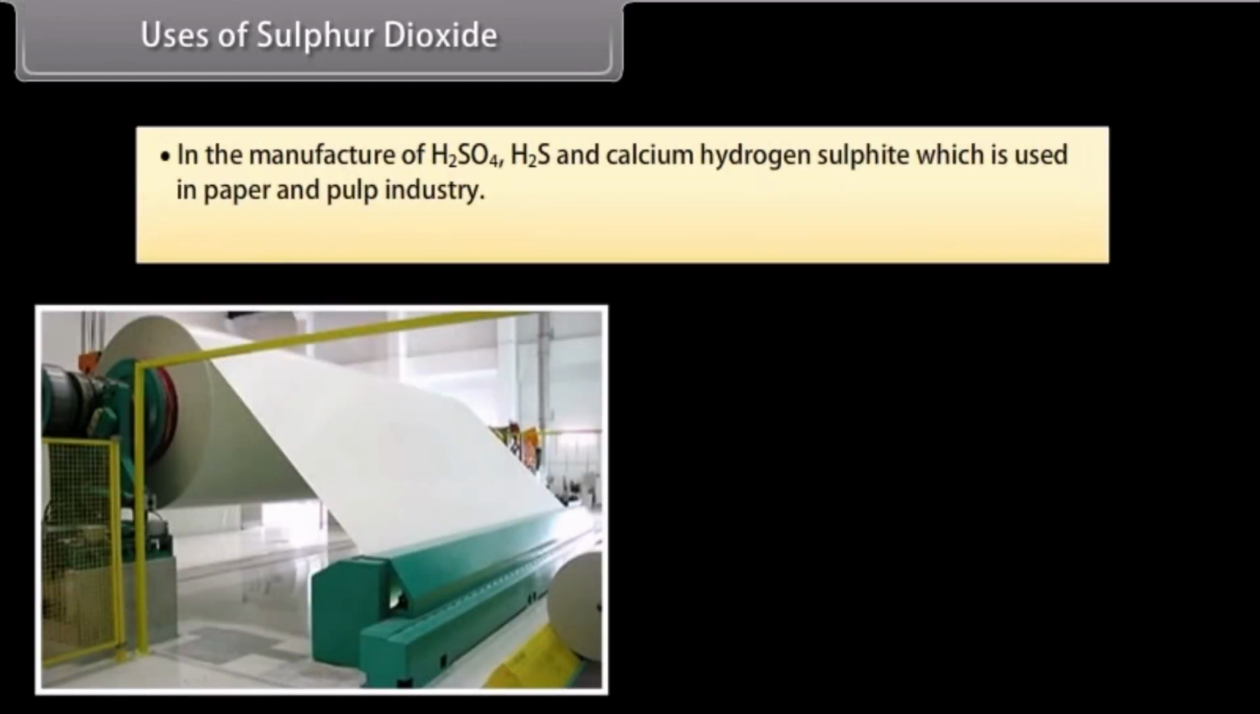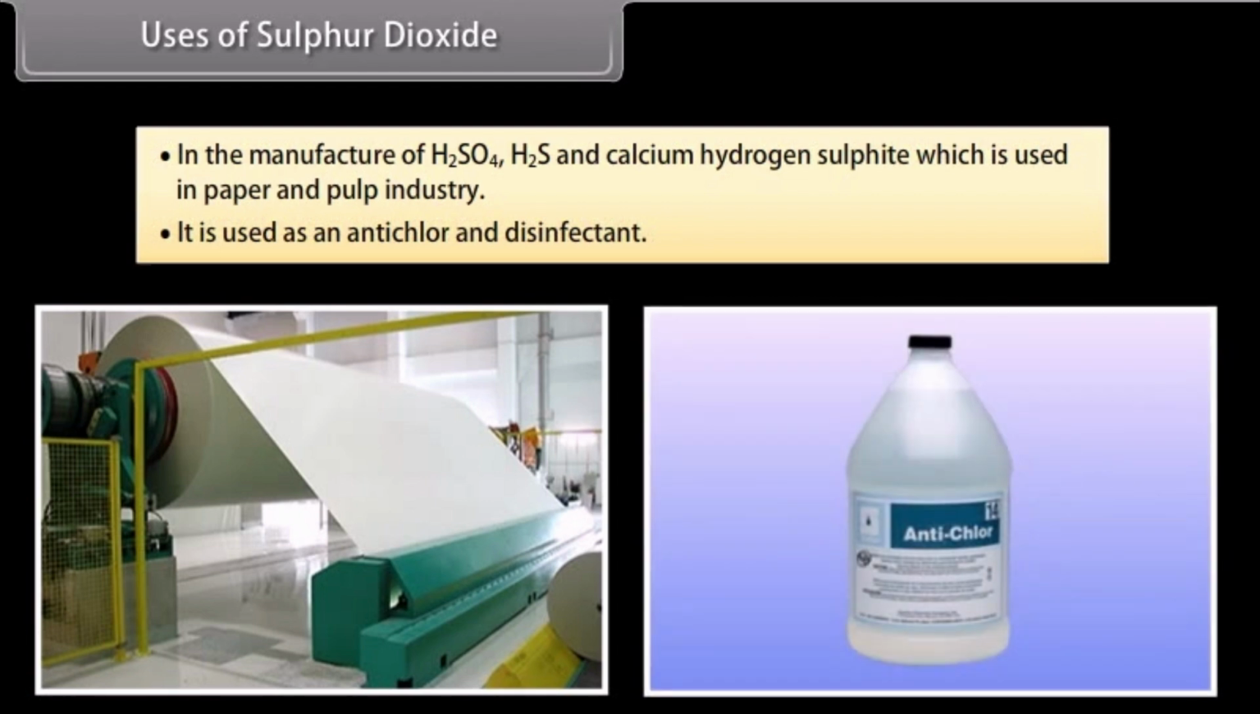Uses of sulfur dioxide. The important uses of sulfur dioxide are the following. In the manufacture of H2SO4, H2S, and calcium hydrogen sulfite, which is used in the paper and pulp industry. It is used as an anti-chlor and disinfectant.